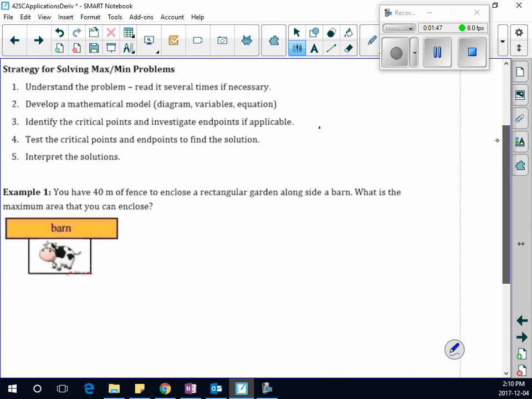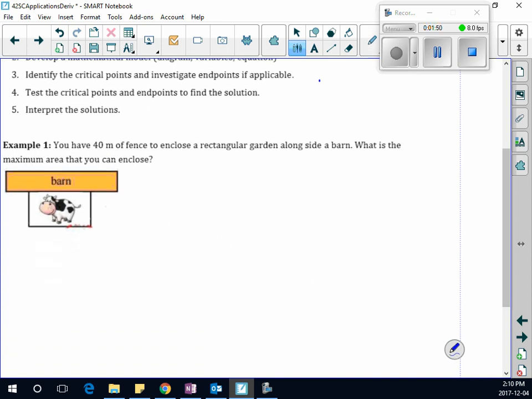So the first thing is we need to understand the problem. Does everybody see we're trying to find a maximum? Yes? We have 40 meters of fencing. So we are going to enclose this with a barn. So that means we have lengths and widths: a length, a width, and a length. Or we could have two widths and a length. However you want to do it. We can do x's and y's if you'd like as well. What would you like to use? X's and y's. So if this is x, this would be x. Everybody agree? And this would be y.